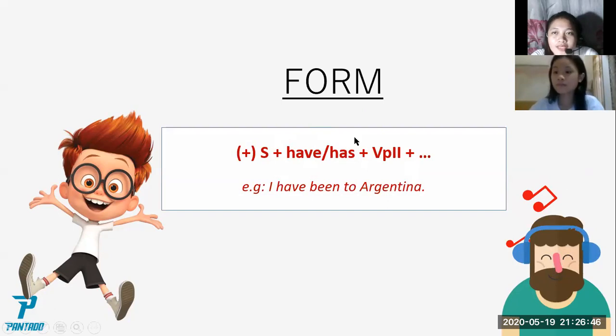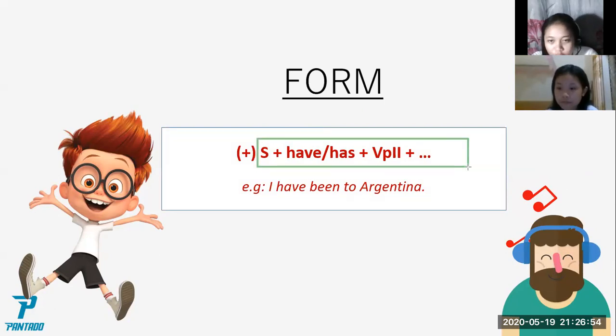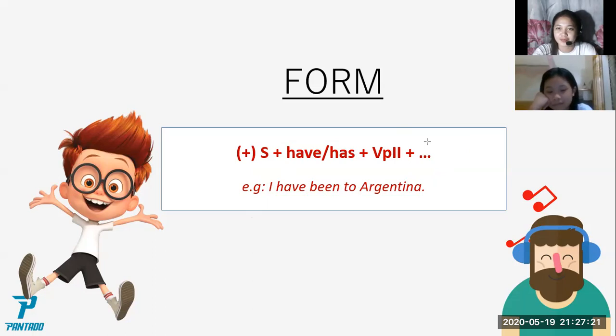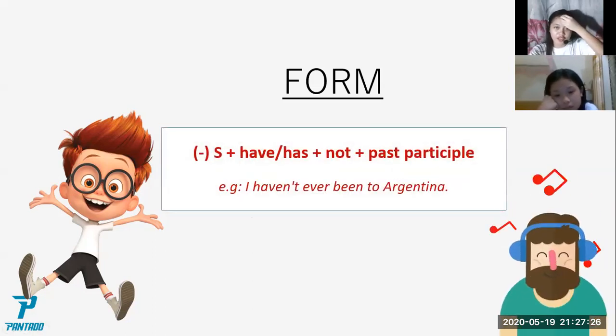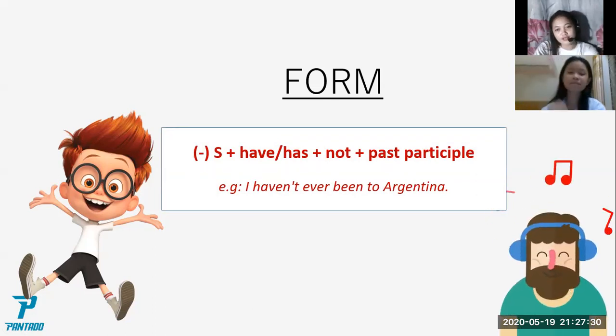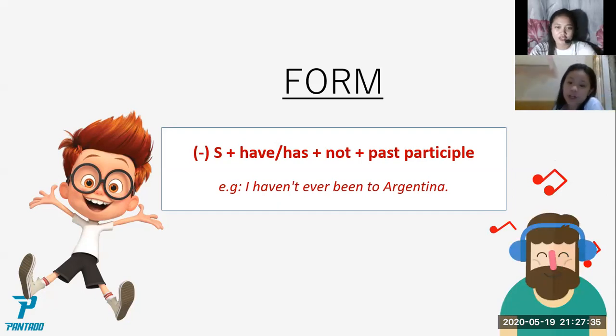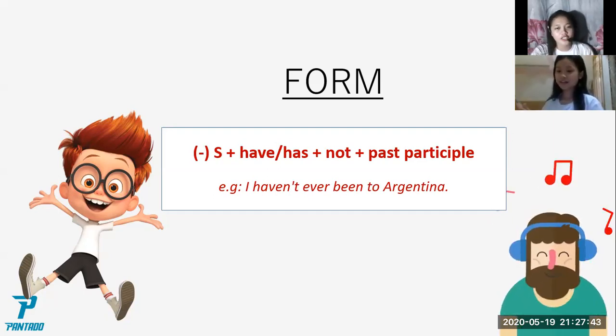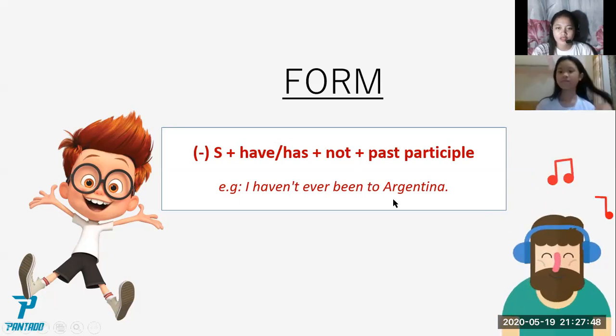Positive form. Positive form is subject plus have or has plus the verb and plus object and so on. Example, I is the subject, right? I have been to Argentina. So this is the verb, right? Yes, okay, very good. How about in the negative form? Can you identify the negative form? Can you read the example? I haven't ever been to Argentina. They just added the word ever. The verb is still there, been.